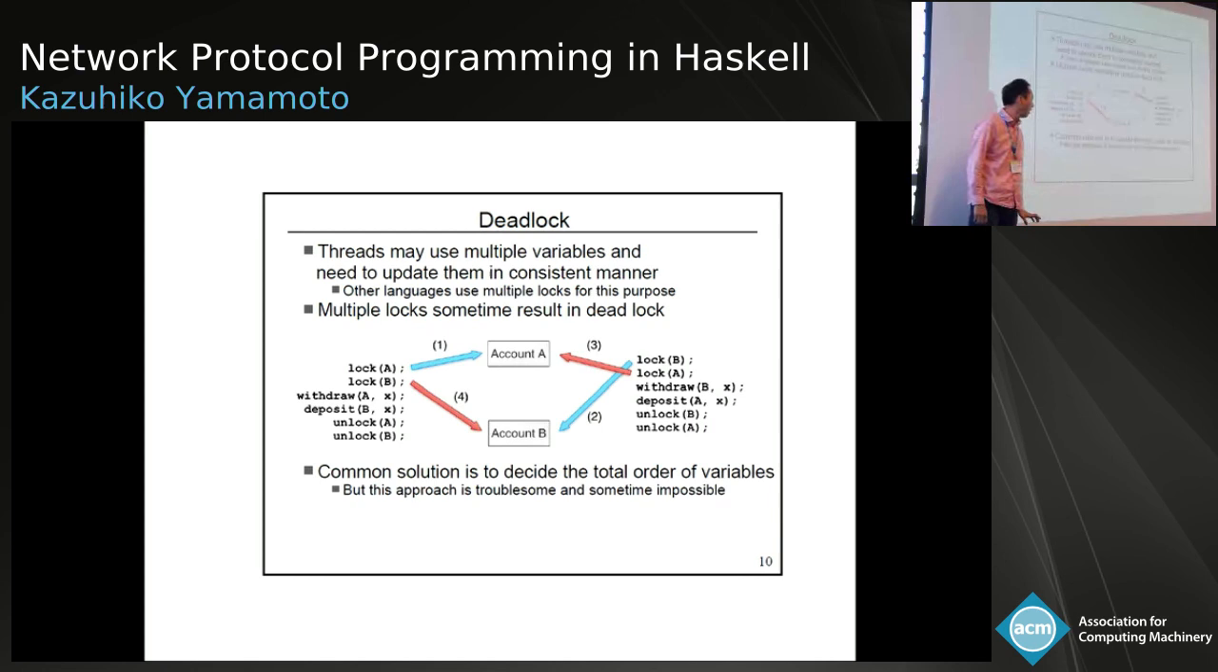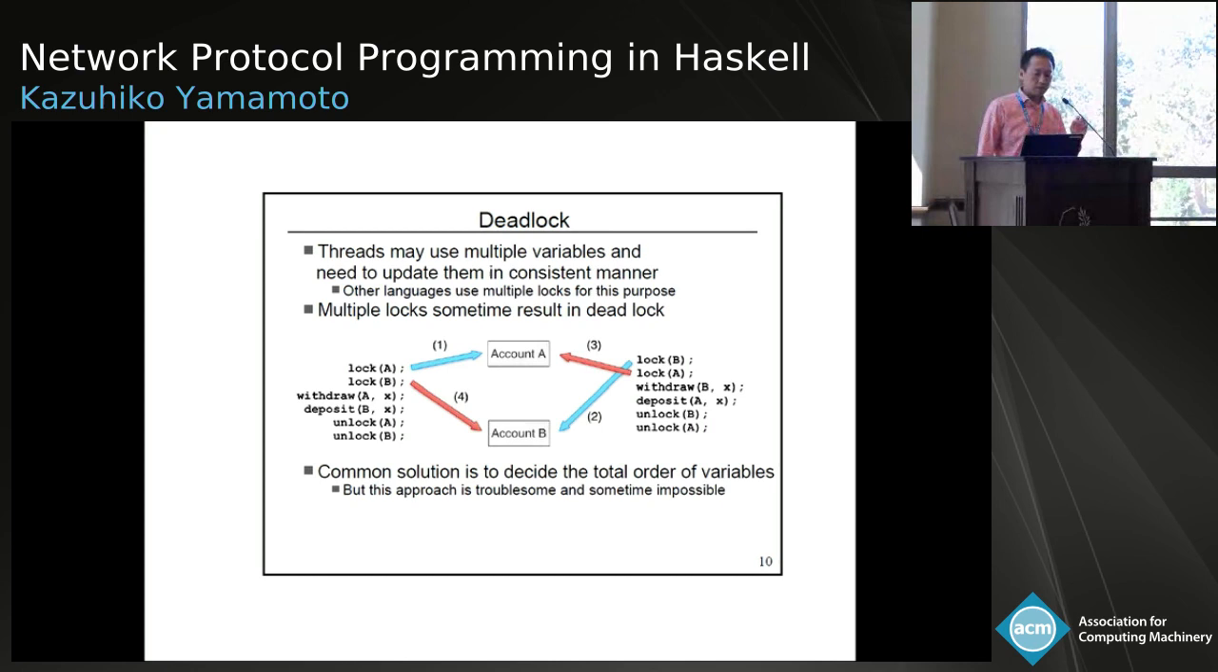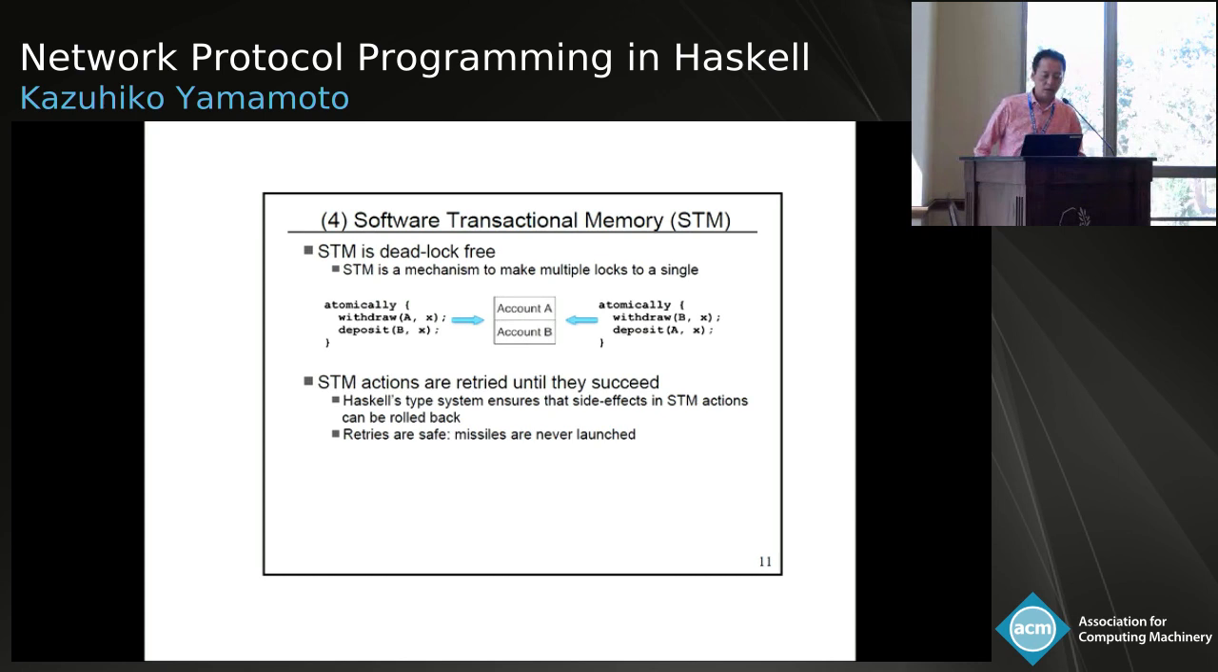So a common solution to avoid deadlock is to decide the total order of variables. In this case, account A should be locked before account B. But this approach is troublesome and sometimes impossible. So Haskell provides software transactional memory, STM. STM is deadlock free, because STM is a mechanism to make multiple locks into a single one.